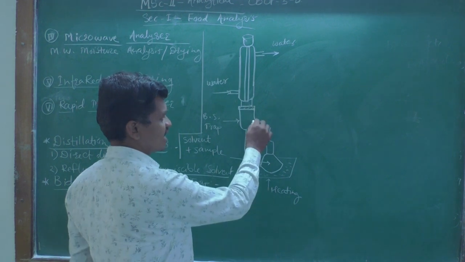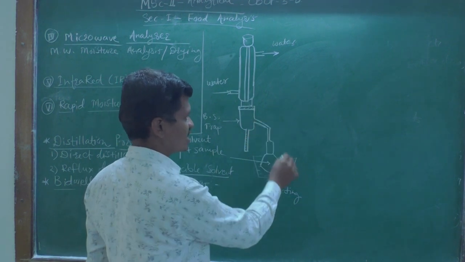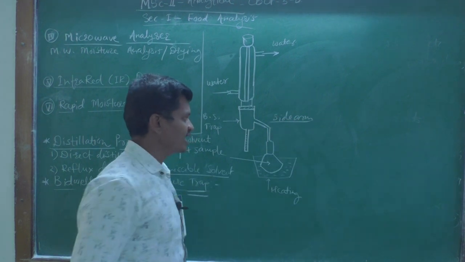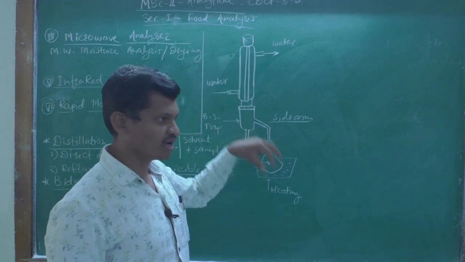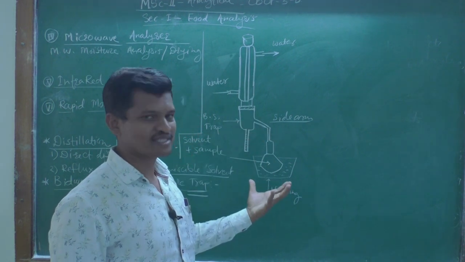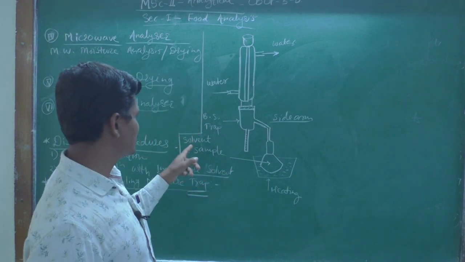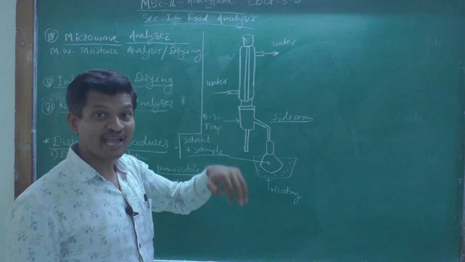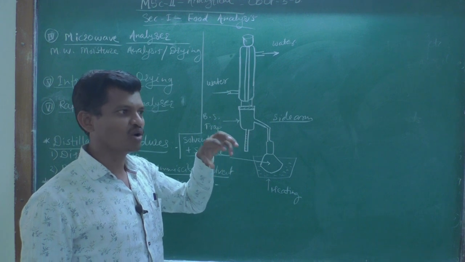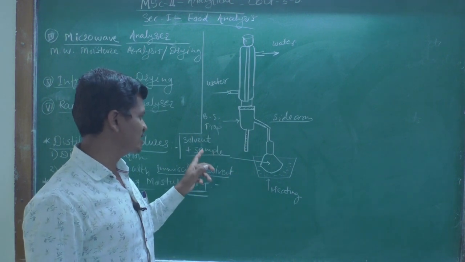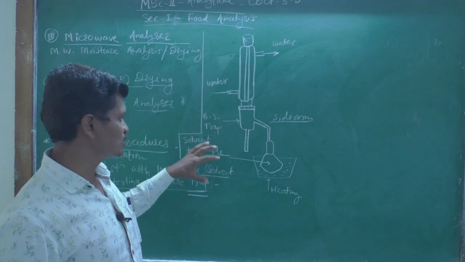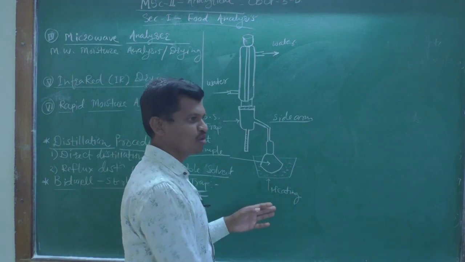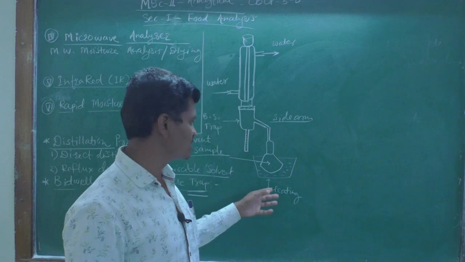This trap has an arm, a side arm, and this side arm is then connected to the flask. In that flask we take solvent plus sample. Sample means our food sample which has trapped water, or moisture, and that sample is taken with a solvent. Such a mixture is taken in this flask. Then this flask is heated with the help of a burner or by any means.